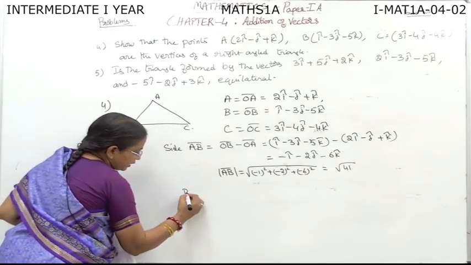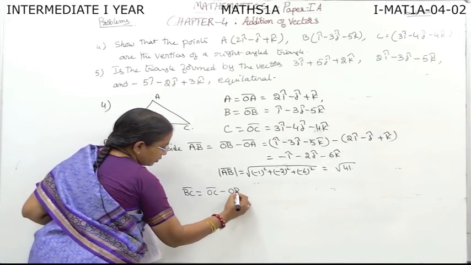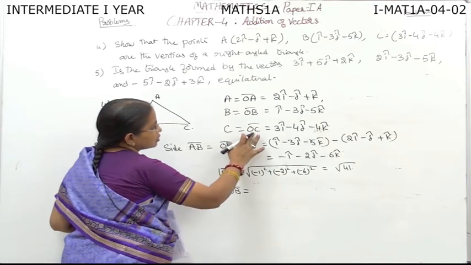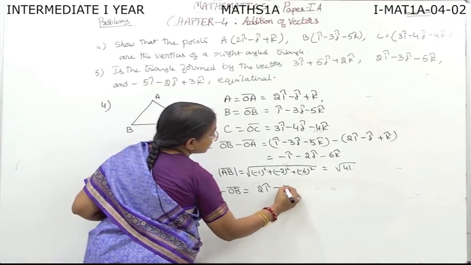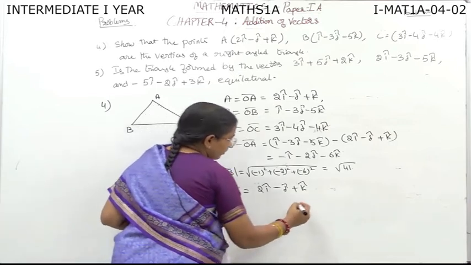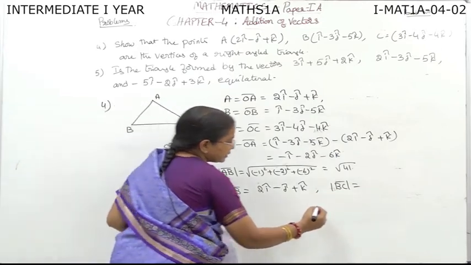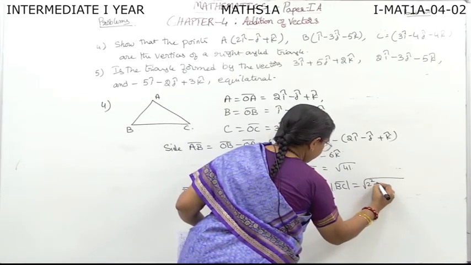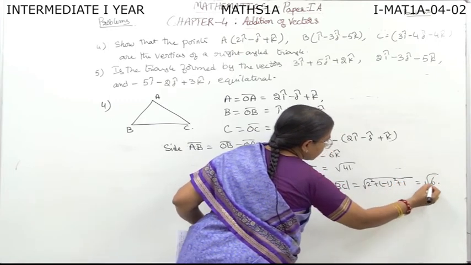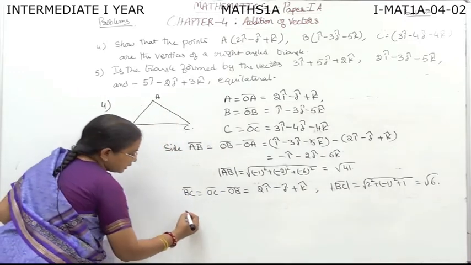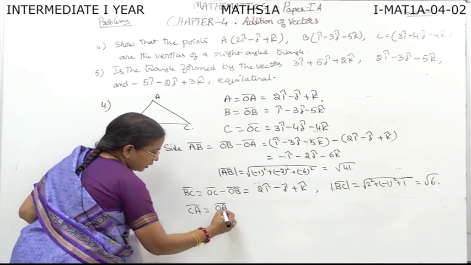Now you find in the same way BC. BC is equal to OC minus OB. Directly I am writing 2i minus j plus k. Now we'll find mod BC, that is the length of the side BC. The length of the side BC is root of 2 square plus minus 1 square plus 1. That is root 6. Now we have found BC. Next is CA. CA is OA minus OC.